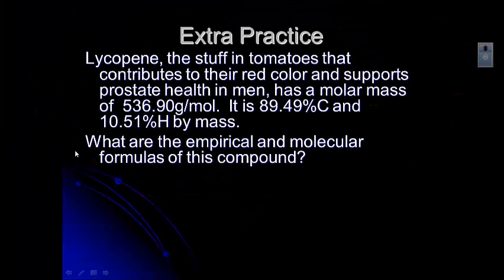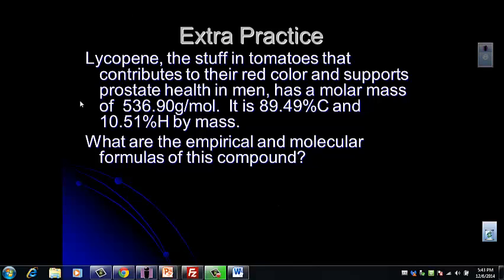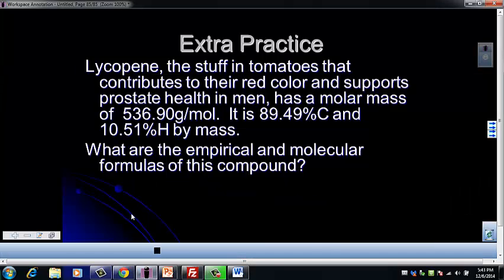All right. So in this example, we've got lycopene. That's the good stuff in tomatoes that turns them red and helps prostate health in men. So let's go ahead and figure out the empirical formula. So remember that we are going to go percent to mass, mass to moles, divide by small, multiply to whole. So we're going to assume a 100 gram sample.